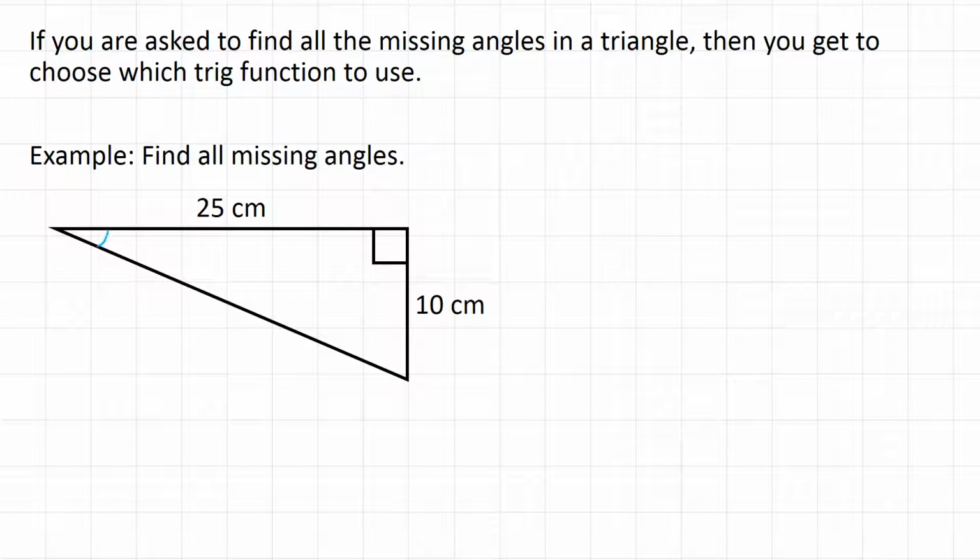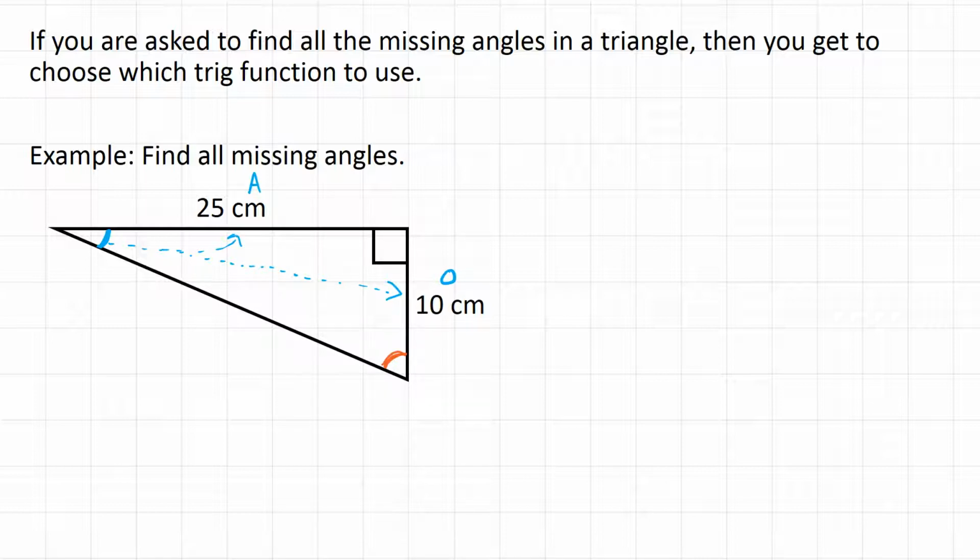So we could start with either this angle in the upper left or this other angle at the bottom. And we could solve for either one of those with our trig function. So we just have to make the choice. I'm going to make the choice to use the blue angle in the upper right, which means I have the opposite side is 10 centimeters, and the adjacent side is 25 centimeters.